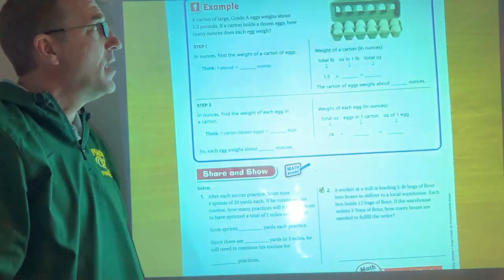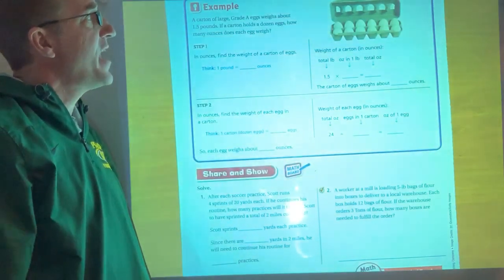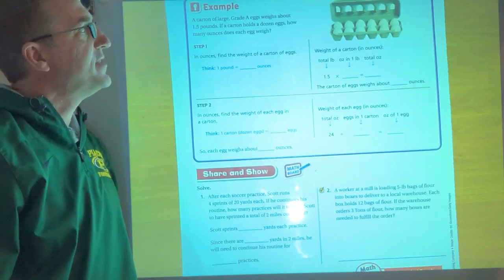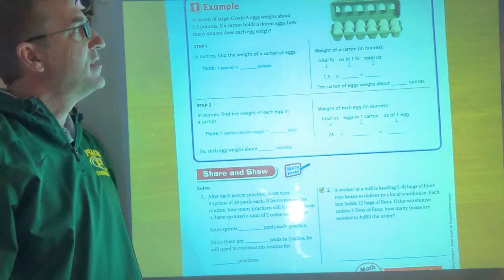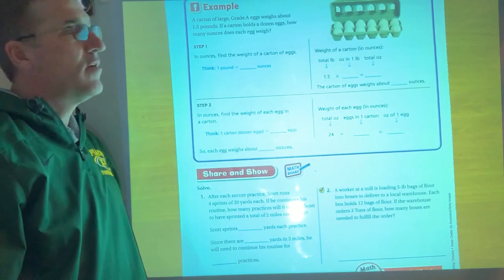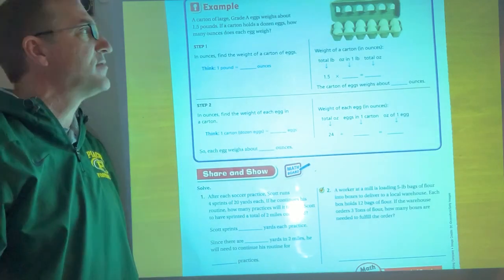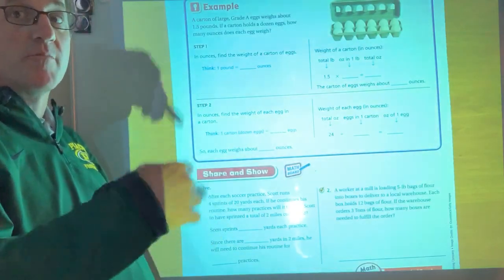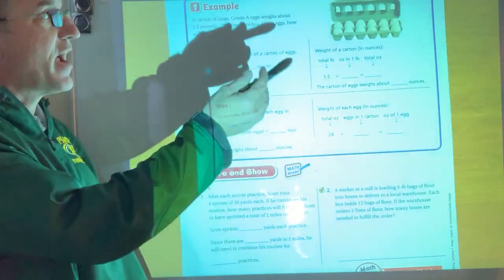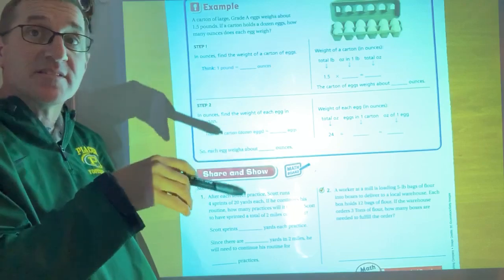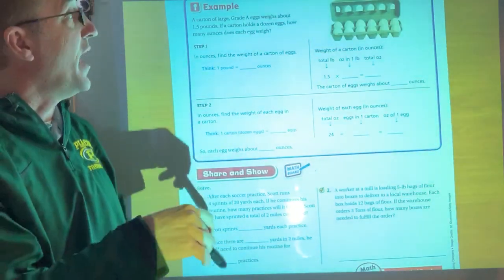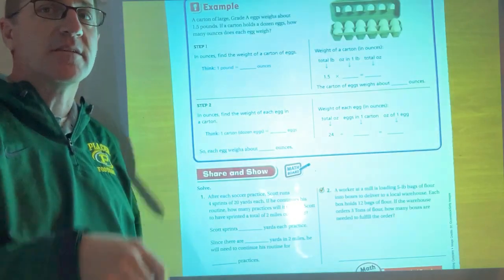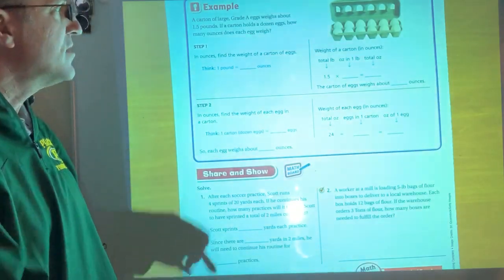A carton of large grade A eggs weighs about 1.5 pounds. If a carton holds a dozen eggs, how many ounces does each egg weigh? So now we're going from pounds to ounces. Ounces are smaller, so I need more, so there will be a lot of them, right? And then I've got to figure out, after I get all of my ounces, how much is just one egg. And there's a dozen, and how many eggs are in a dozen, right? So these are all things we've got to consider. So there's multi-steps. So we're going to follow it.